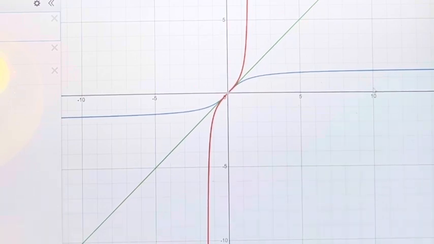So how are these graphs related? They are inverses of each other reflected over the line y equals x.